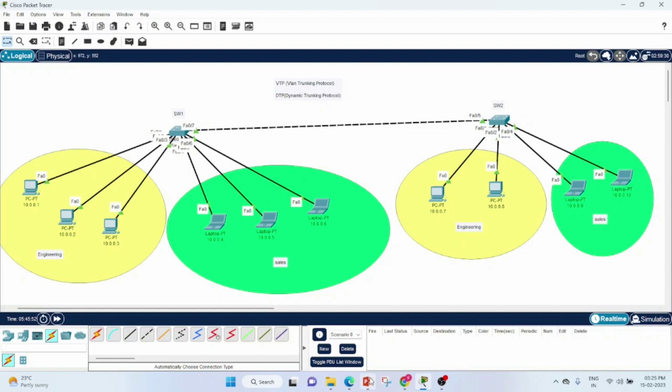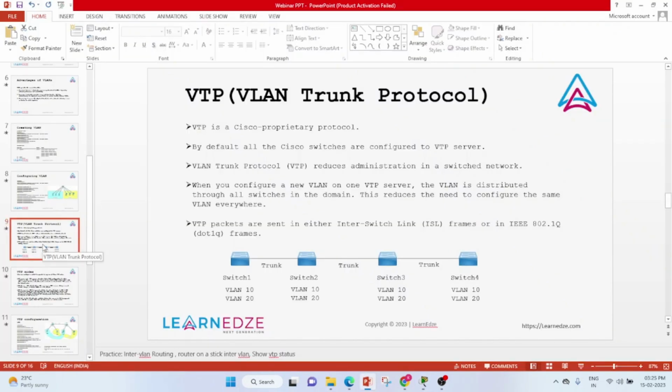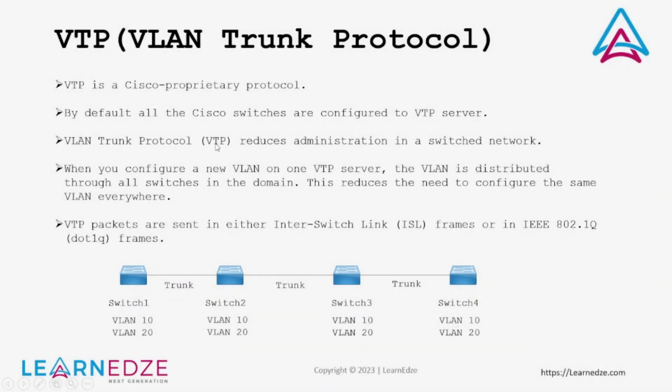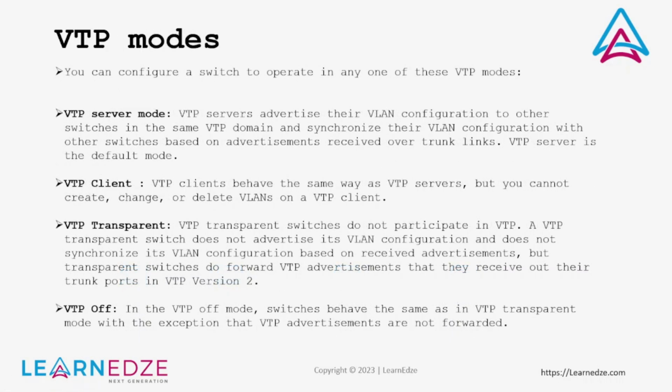Let's move back to the slides first. As you can see, VTP is a Cisco proprietary protocol. This is for Cisco devices only. We have discussed how VTP can be configured. As you can see, switch 1, switch 2, switch 3, switch 4 all share their VLAN databases because we have created a trunk. There are VTP modes: server mode, client mode, transparent mode, and off mode.